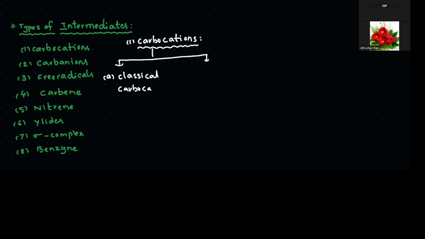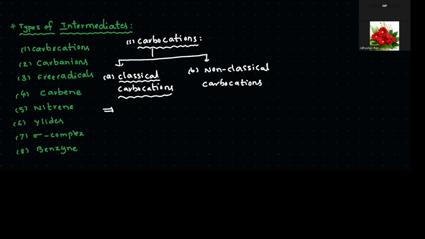Next, the second one is non-classical carbocations. So these are the two types. First one again, classical carbocations. So what is the statement of the classical carbocations?